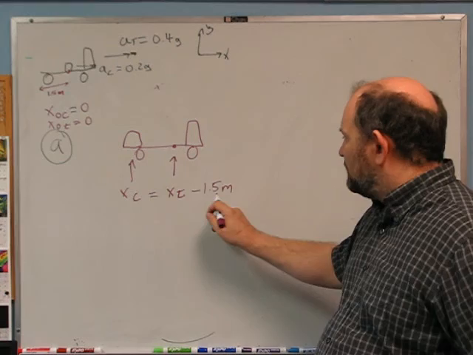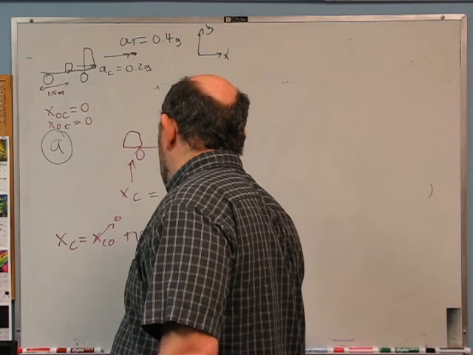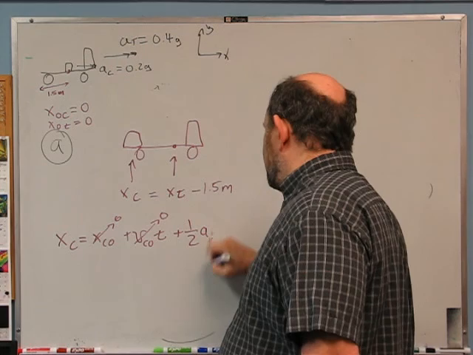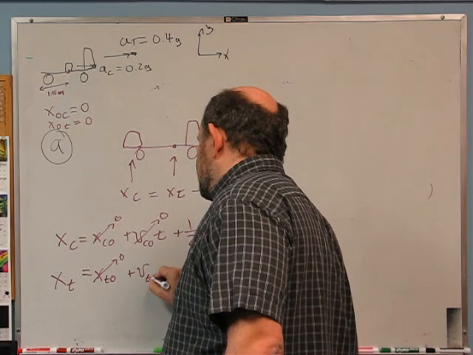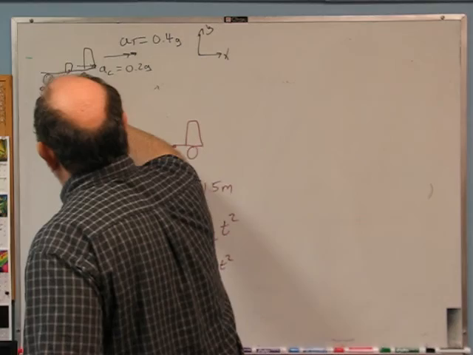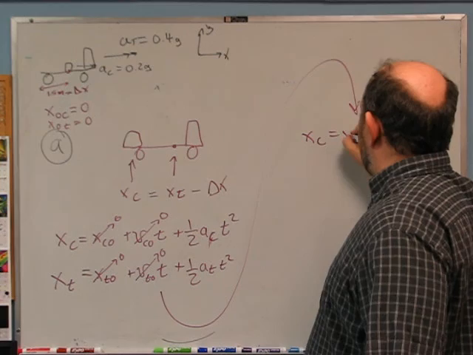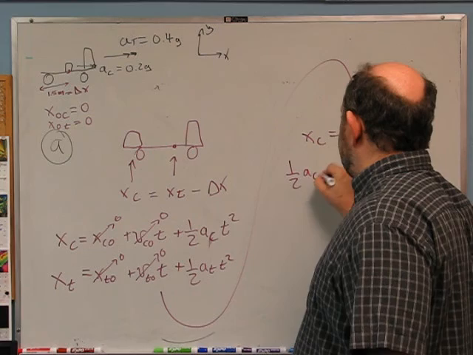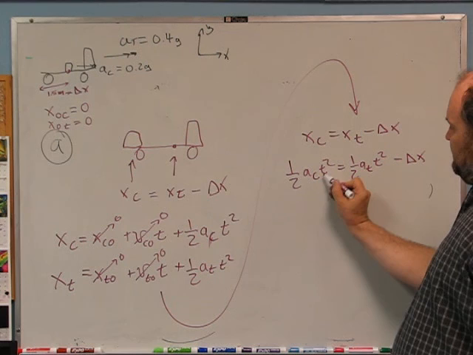Well, these are both constant accelerations, so I know that x sub c is equal to x sub c zero, which is zero, plus v sub c zero t, which is zero, plus 1/2 times the acceleration of the crate in the x direction, times t squared. The x position of the truck is x sub t zero, which is zero, plus v sub t zero, the initial velocity of the truck in the x direction, which is zero, plus 1/2 a sub t t squared. I'm going to define a variable for this 1.5 meters, I'll call it delta x, so I don't have to have numbers in yet. Now I want x sub c equals x sub t minus delta x. x sub c is 1/2 a c t squared. x sub t is 1/2 a t t squared. These are the same t's because I'm asking what is the time where this condition is satisfied. So that's the time when the crate's position and the truck's position differ by delta x.